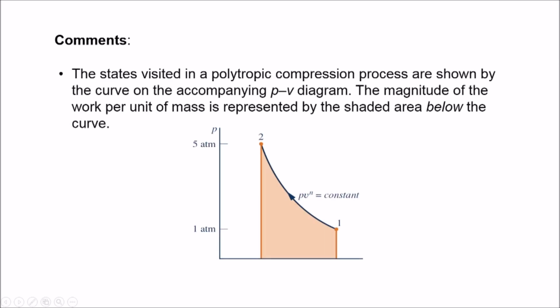In closing, I would like to make a comment. The states visited in a polytropic compression process are shown by the curve on the PV diagram presented earlier, and repeated below. The magnitude of the work per unit of mass, which we computed as part of the solution of the problem, is represented by the shaded area below the curve on the PV diagram.